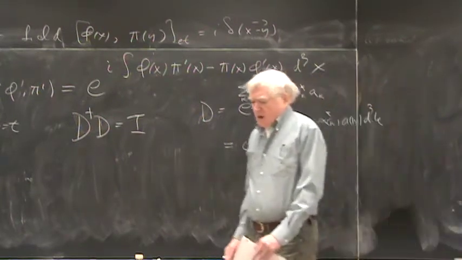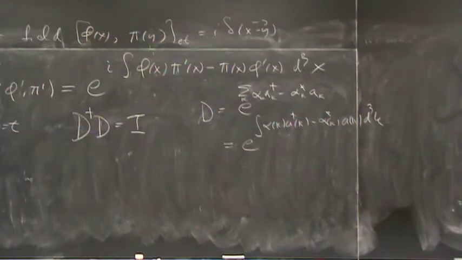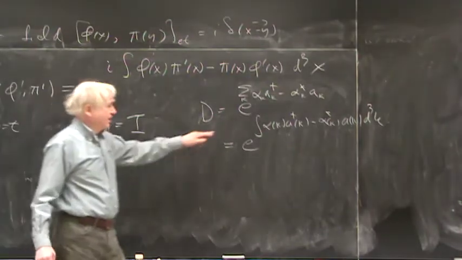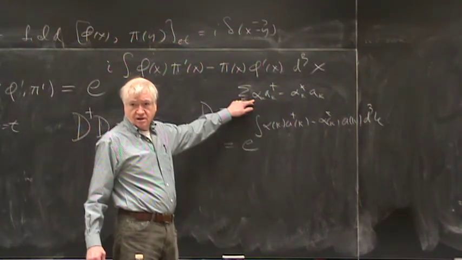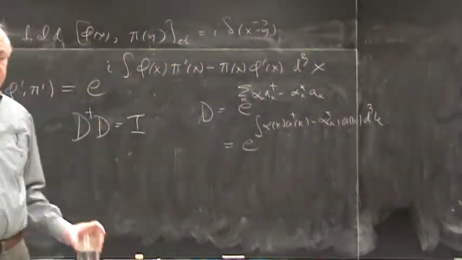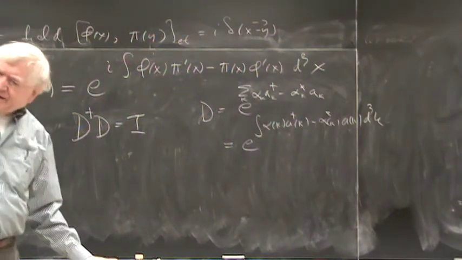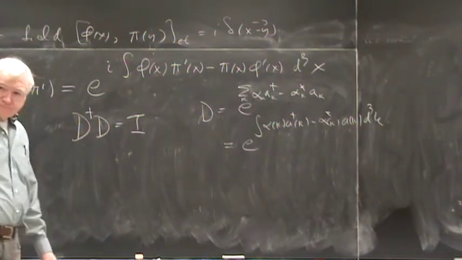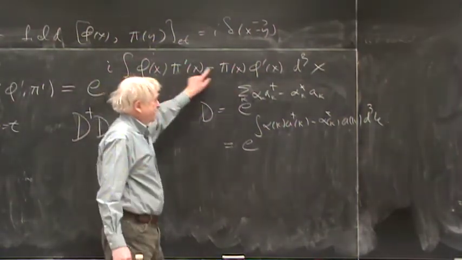Okay. The point is, though, that alpha is just a complex number. But doesn't it have to be quadratic in the creation and annihilation operators from the fields? Quadratic? I mean, you multiply the fields there. Right. Oh, this is a function. That's right, a function.